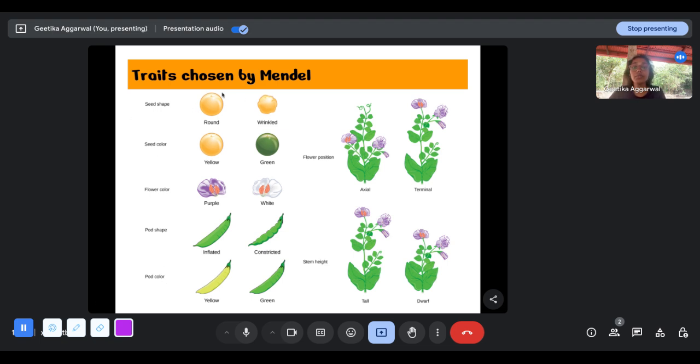So either the seed could be round or the seed could be wrinkled. So it could be a round seed or a wrinkled seed. Then he looked at what was the color of the seed. It could either be distinctively yellow or green. What was the flower color? It could either be purple or white.